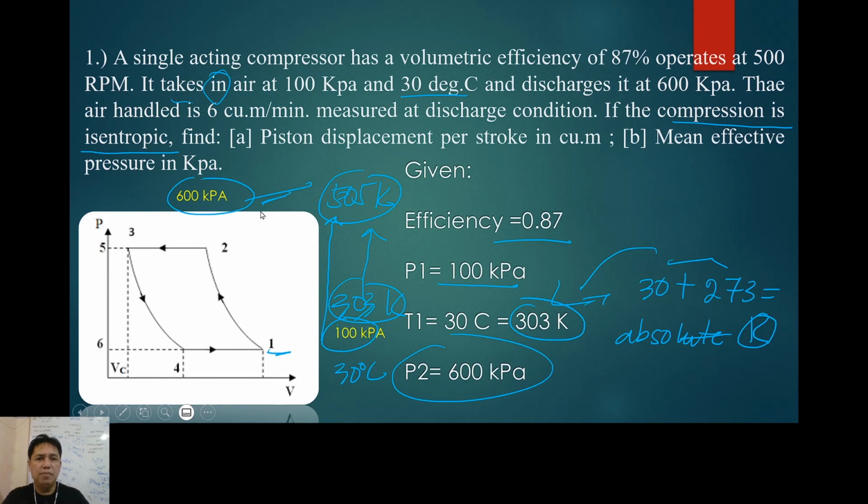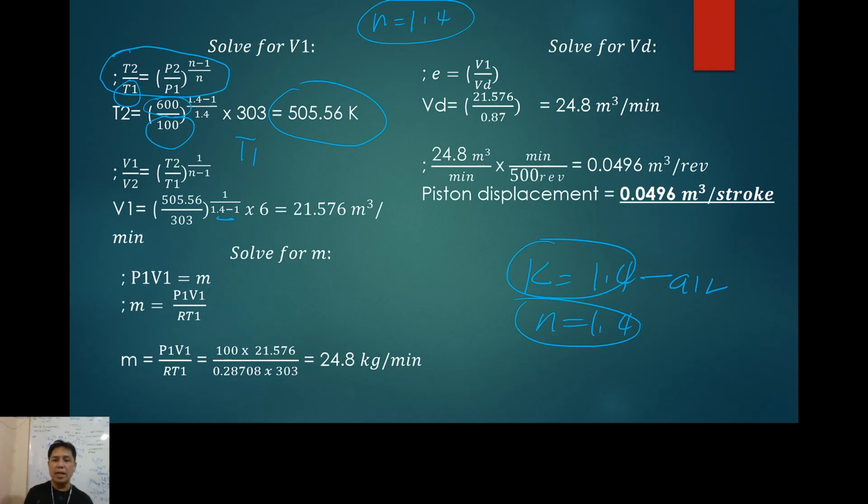Where did we get the V2? The V2 is given, right? The air handled at the discharge. So meaning this is V2. V1 is what we are trying to seek. So when we go back here, V1 is this, and this one is V2, meaning volume 2, 6 cubic meter per minute. Now, we will have a flow rate of air at the suction, which is 21.576 cubic meter per minute. So V2 and V1, we already have. T2 and T1, we already have. Okay, so once we have this, what will happen?